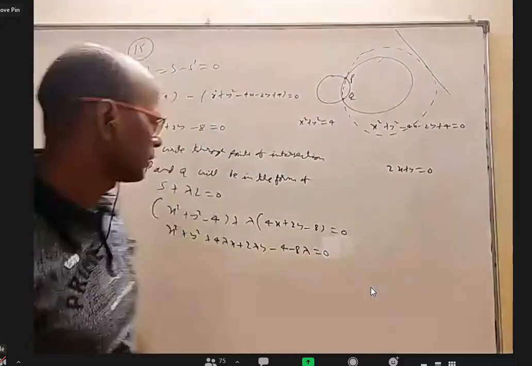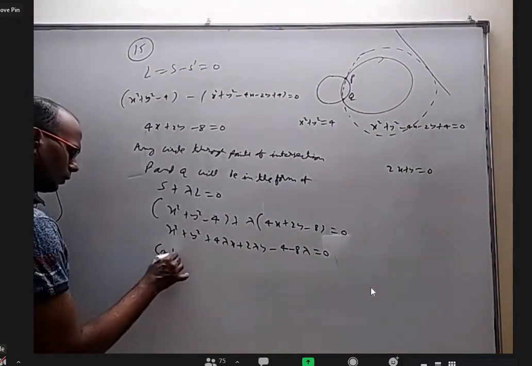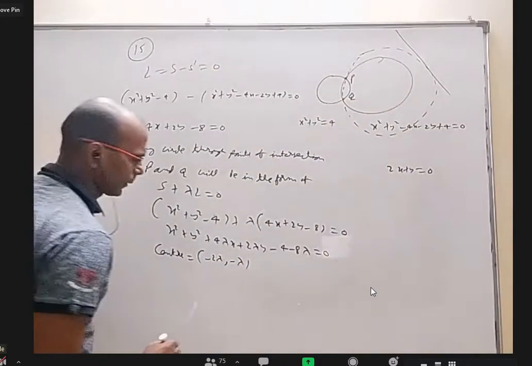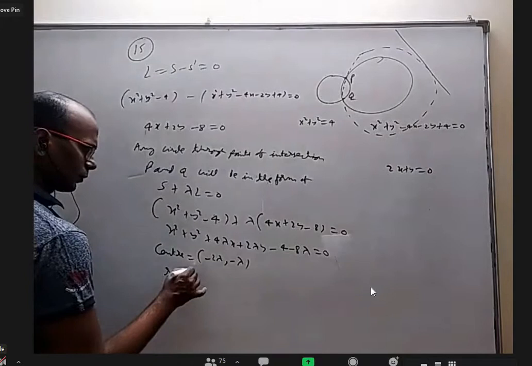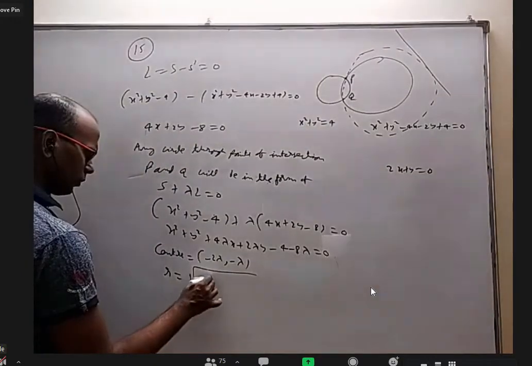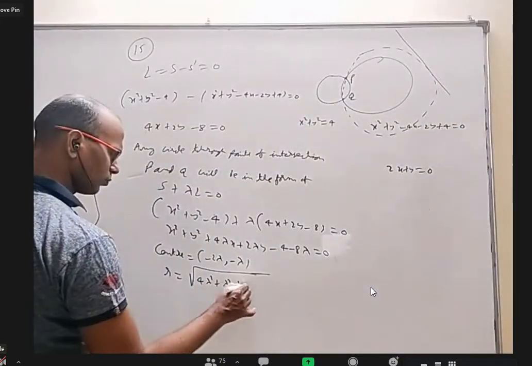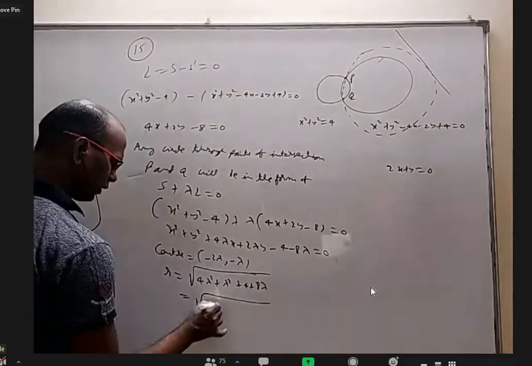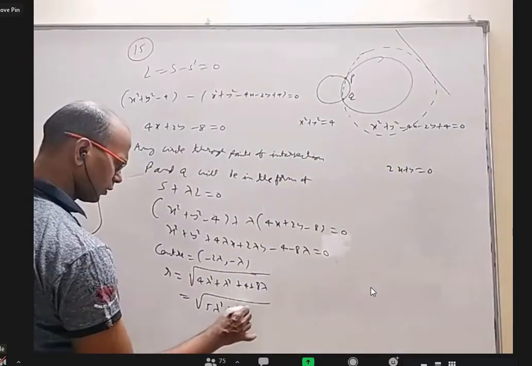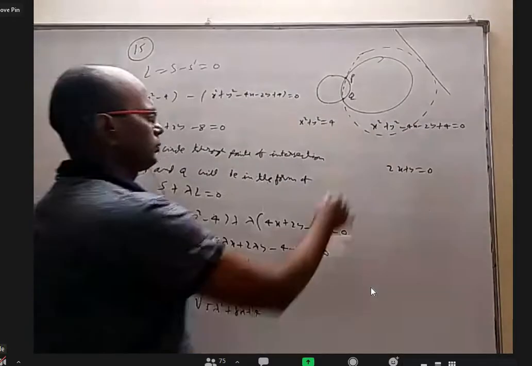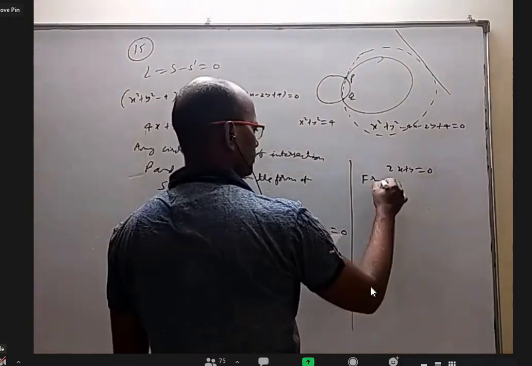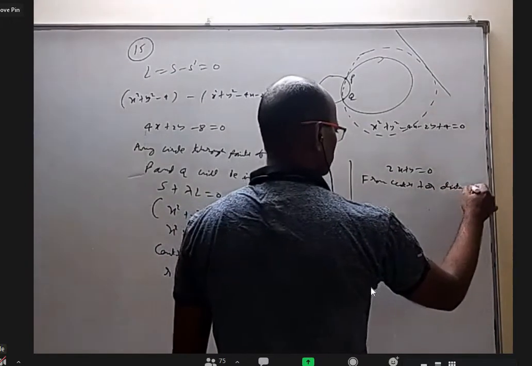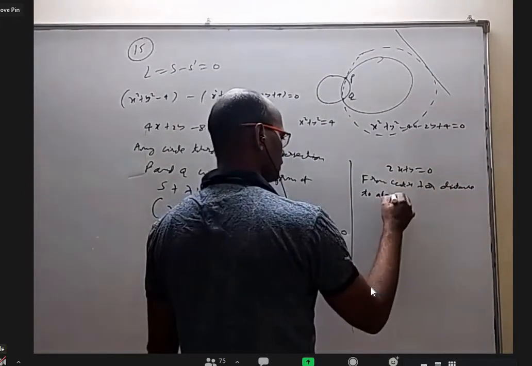So from the center, perpendicular distance equal to radius. So center is minus 2 lambda, minus lambda. Radius is root over 4 lambda square plus lambda square plus 4 plus 8 lambda, that is root over 5 lambda square plus 8 lambda plus 4. Okay, now from center, perpendicular distance to above line is equal to radius.